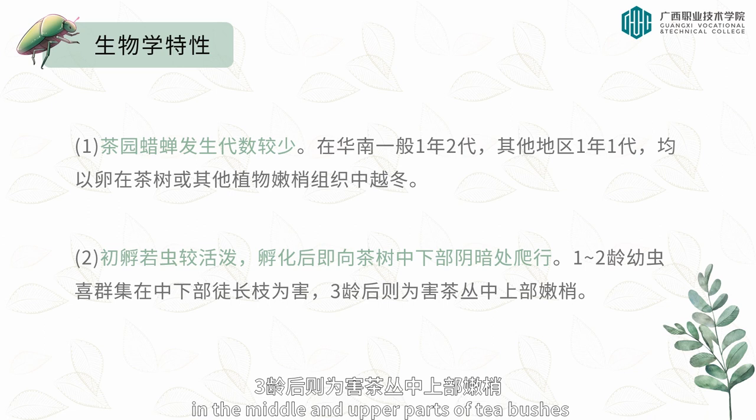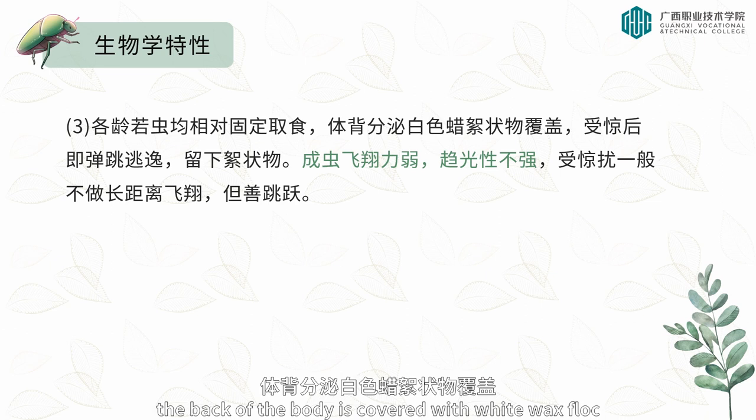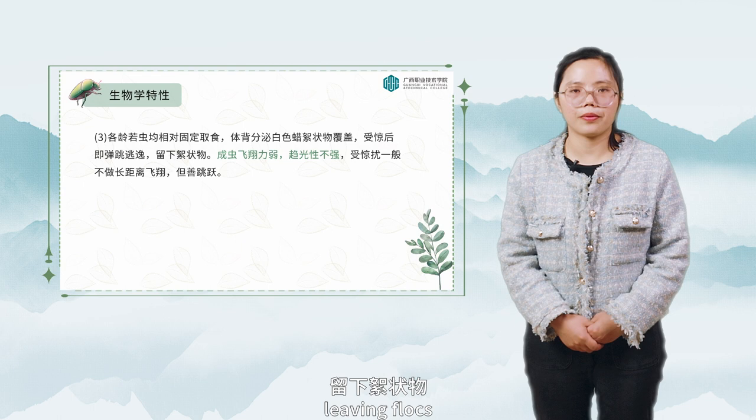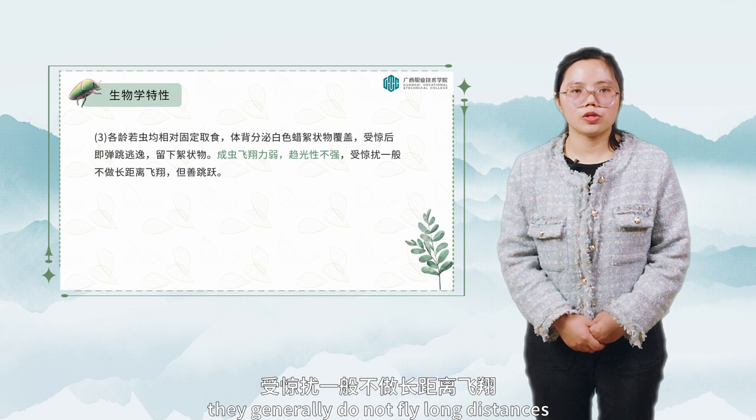The nymphs of all ages are relatively fixed when feeding. The back of the body is covered with white wax flock. After being frightened, the nymphs bounce and escape, leaving flocks. The flying ability of adults is weak. With weak phototaxis, they generally do not fly long distances, but they are good at jumping.